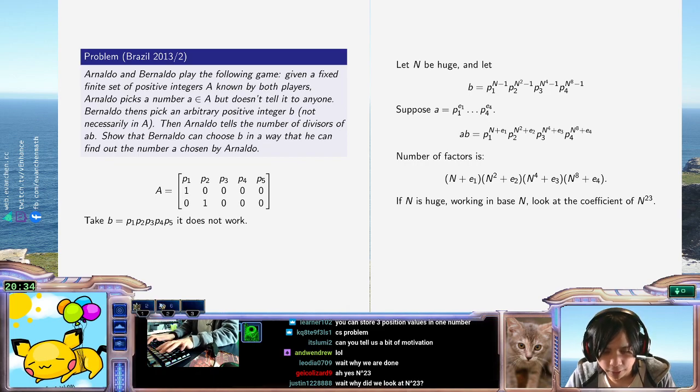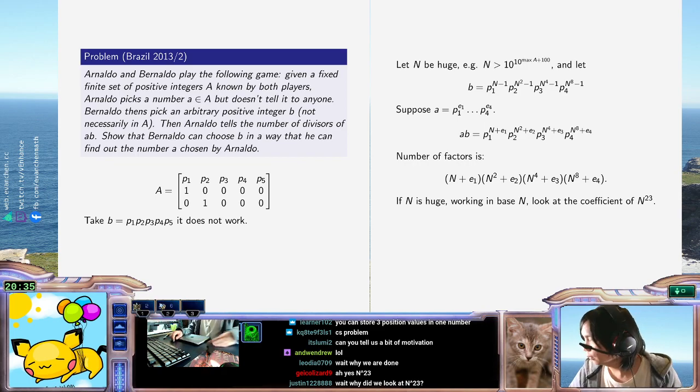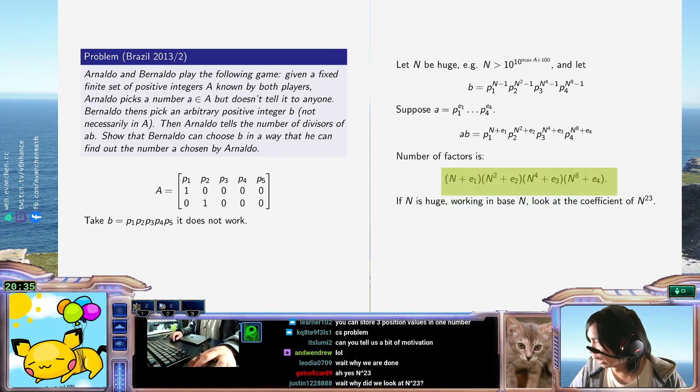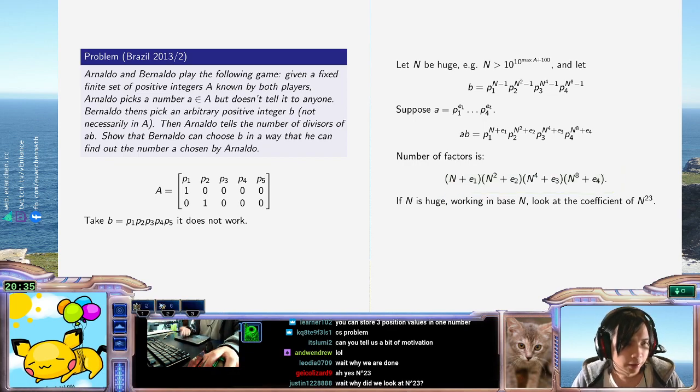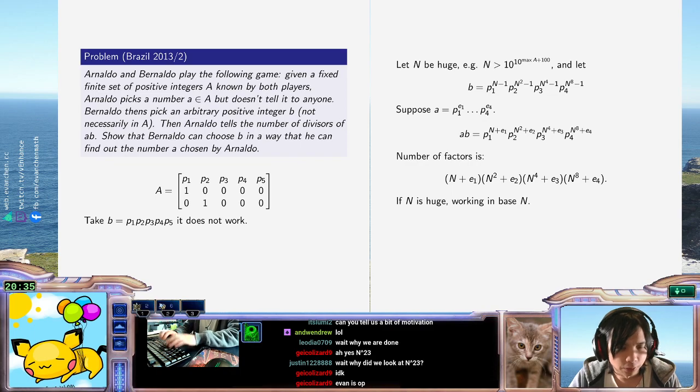n greater than like 10 to the 10 to the a plus 100 or something like that. So something that's very big in terms of the elements in A. And what happens when you do that is when you expand, this n is really large. It's so large that you don't get any regrouping. So you can figure out what the coefficients look like.